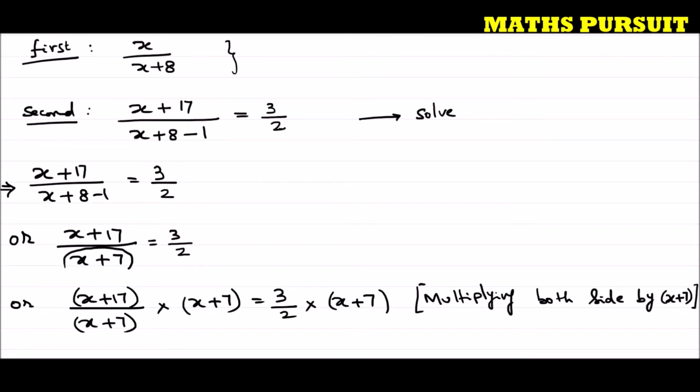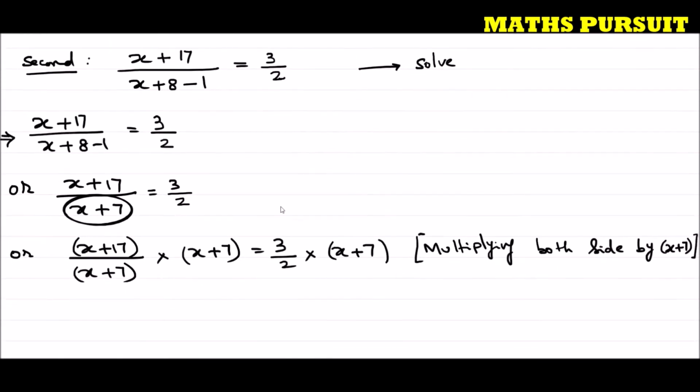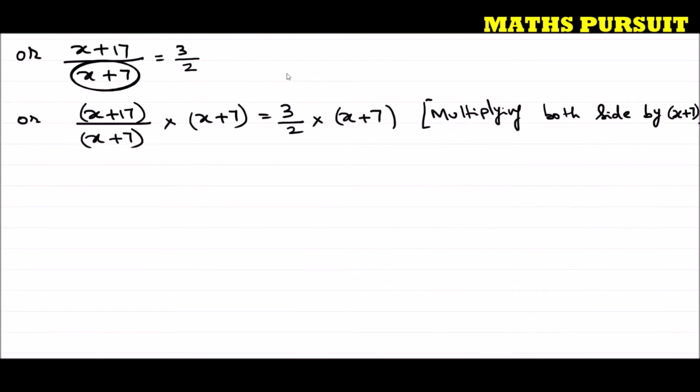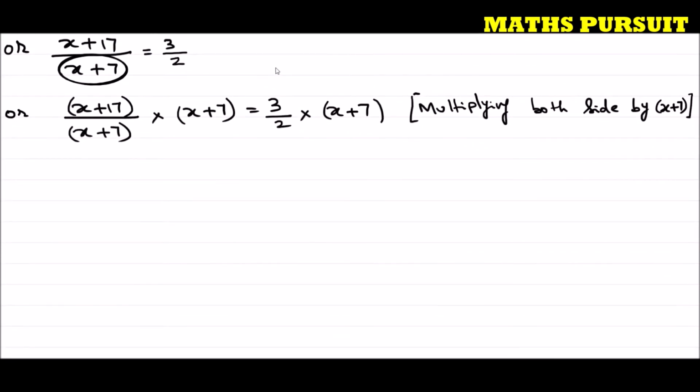I want to eliminate this x plus 7 from the denominator. In order to eliminate this x plus 7 from the denominator, I need to multiply x plus 7 to the left side of the equation. And we very well know that if we are doing something to the left side of the equation, we should also do the same thing to the right side of the equation. So for that reason, I have multiplied x plus 7 to both sides of the equation.